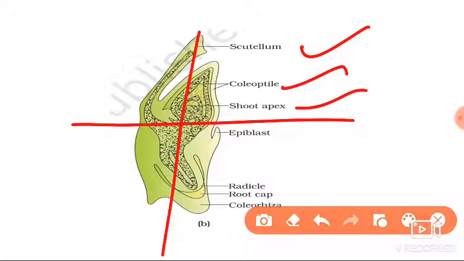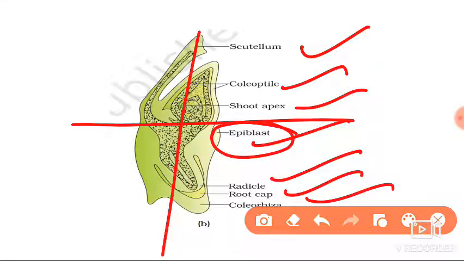Along with that, on the other side of the embryonal axis, we find another cotyledon which is functionless, that is the epiblast. In the lower region of the embryonal axis, you can see the radicle, root cap, and then the coleorhiza. Coleorhiza is a covering of the root cap or radicle, and the coleoptile is a covering of the shoot apex or plumule. This is about the structure of monocot and dicot embryo.